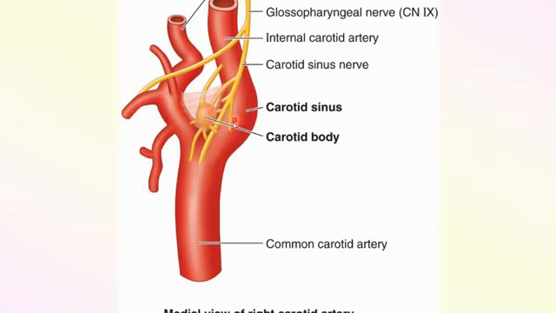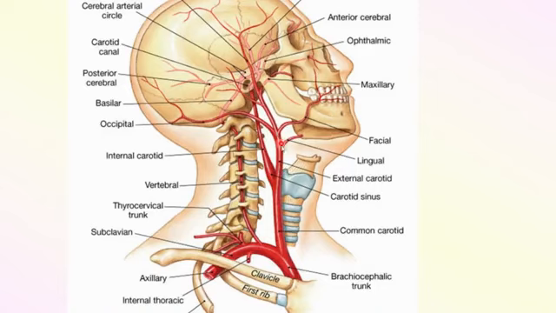So remember, the carotid sinus had baroreceptors and pressure receptors. The carotid body will contain chemoreceptors. And these together will be important in the reflex control of the heart rate, blood pressure, respiratory rate, and depth. So here's the external carotid here.